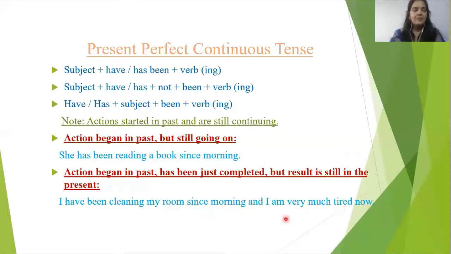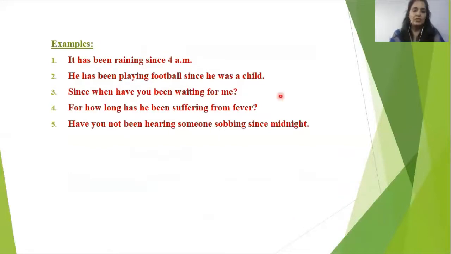Let's see. A few examples are in front of you, students. Just go through these examples and try to understand this tense. It has been raining since 4 p.m. or 4 a.m. Right? Time is here, 4 p.m., 4 a.m., whatever is given. But the absolutely correct time is given, so that's why we will use since. She has been playing football since he was a child. This is clear. From when he was a child, from that period, he has been playing continuously.